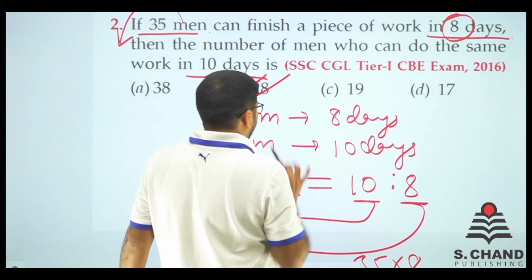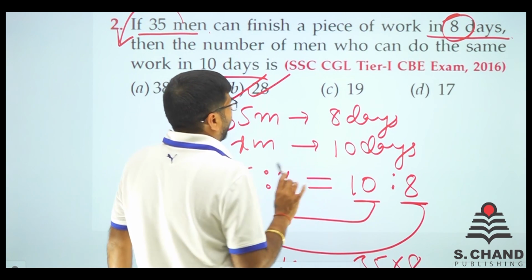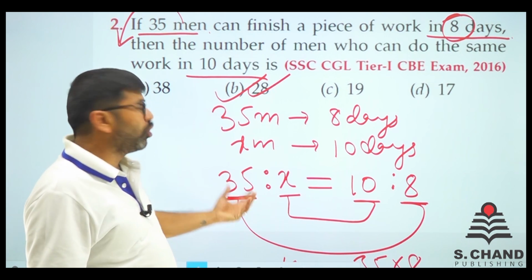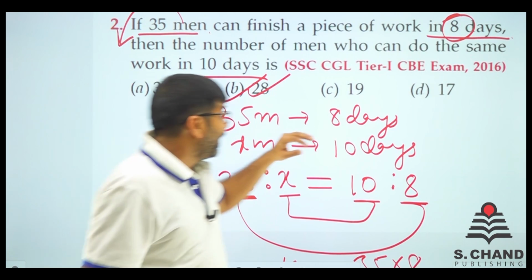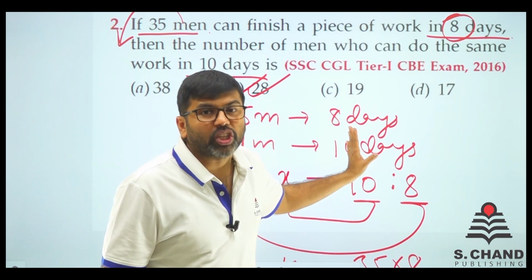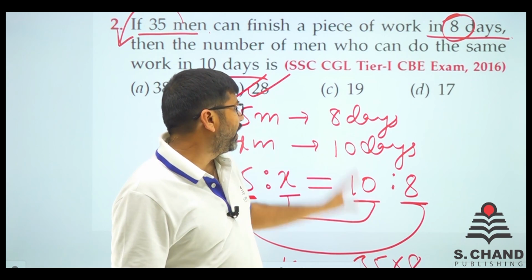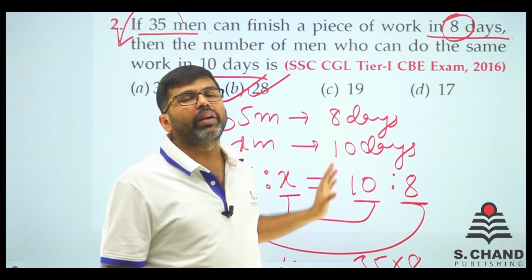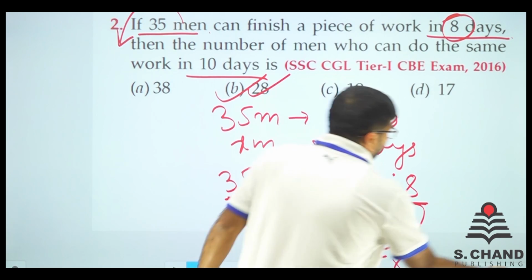35 men है तो 8 days लग रहे हैं, कितने men होंगे तो 10 days लगेंगे. पहला काम you need to do is 35 is to x. सबसे पहले तो यही लिख दो. अगर ये directly proportional है तो आप इसको 8 is to 10 लिखो. अगर ये inversely proportional है तो 10 is to 8 लिखो. एक और question करते हैं.